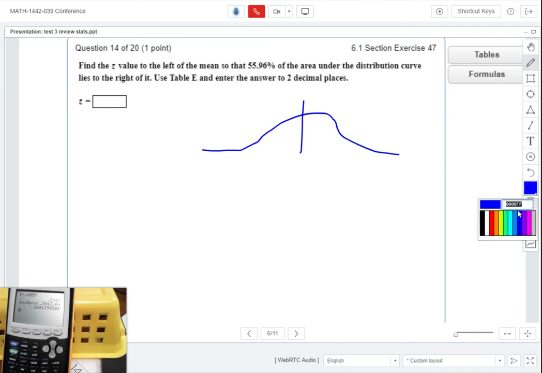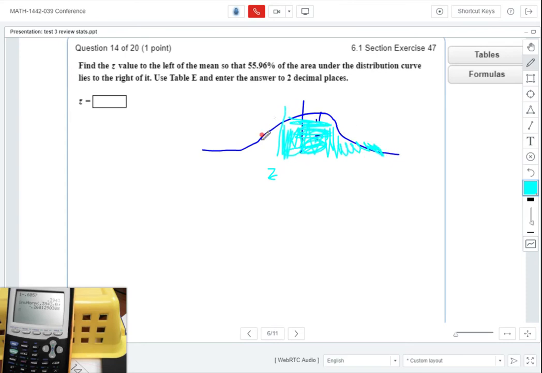So let me change my color. First of all, each side is 50% of our data. So that's 50%. We want to find where 55.96% lies to the right of the value. So we're looking for this z-value where 55.96% lies to the right of it. Do you see? That's what it says.